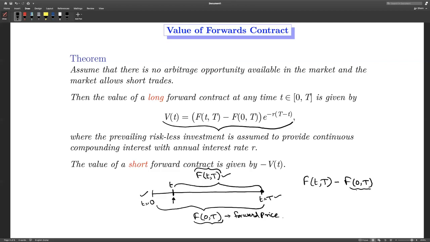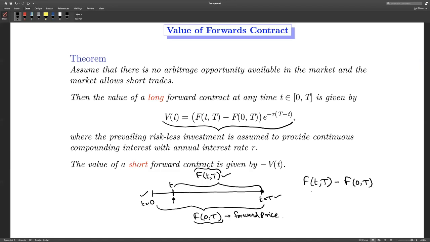So if this price is less than this price, it means you are going to buy the asset for a lesser price than what others are going to buy. So therefore you are at a profit. Okay, so the value is something like a present value.